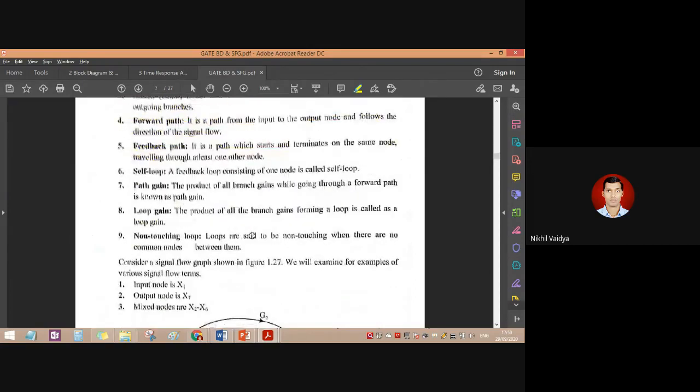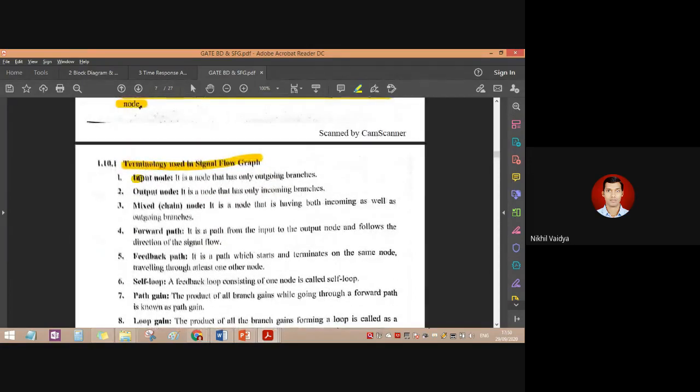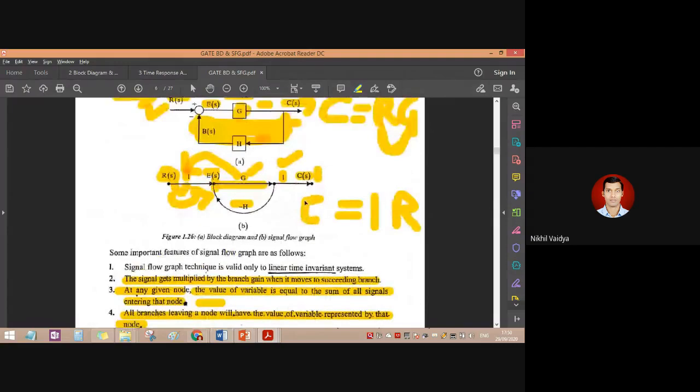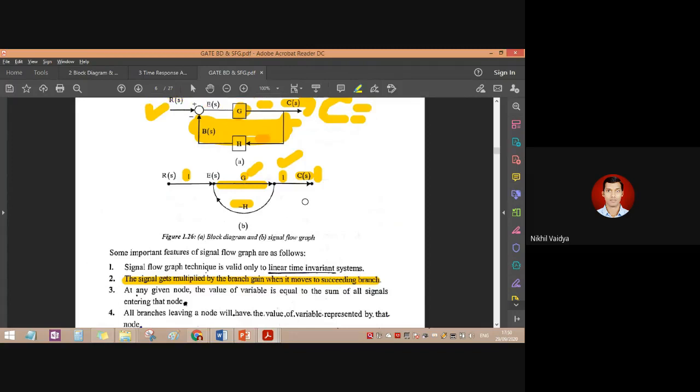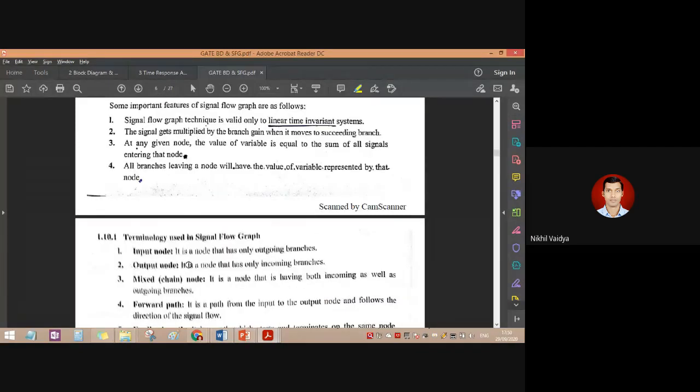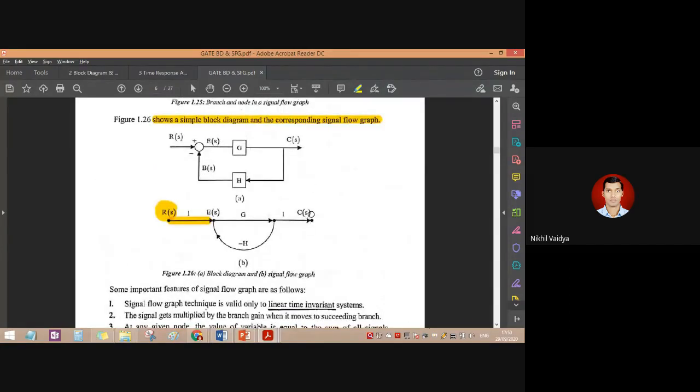What are the various terminologies used in the signal flow graph? First, input node. What is an input node? It is a node that has only outgoing branches. Here, the only node having only outgoing branches is R of s. So R of s is called the input node. Second definition, output node. It is a node which has only incoming branches. So this is our output node, which has only incoming branches.